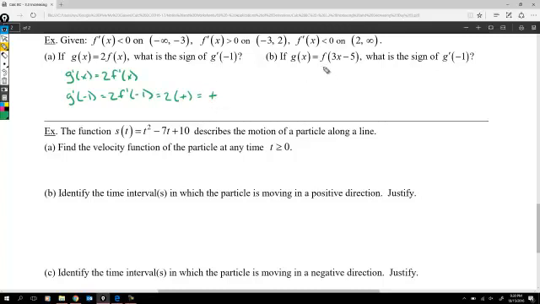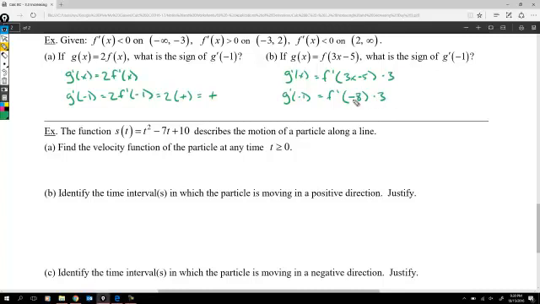Okay, let's move on here. Same situation, but now I have a composite function. So when I take the derivative, we have to use chain rule. So it's going to be f prime of 3x minus 5 times the derivative of the inside, which is 3. Now when I evaluate at -1, I plug in -1, I get -3 minus 5, that's -8, and then times 3.